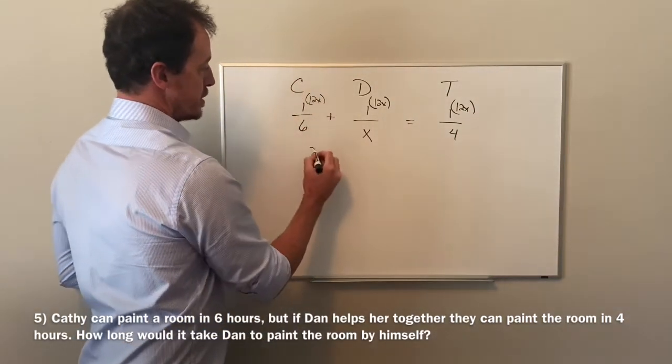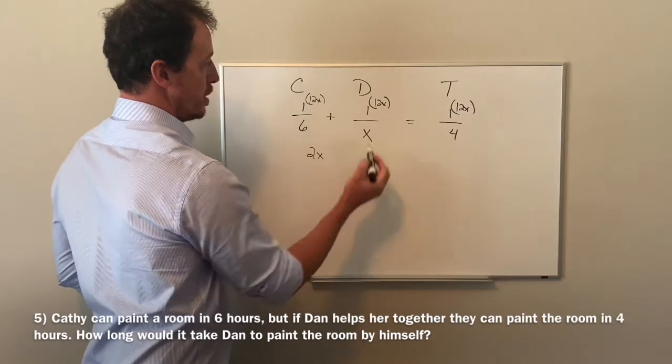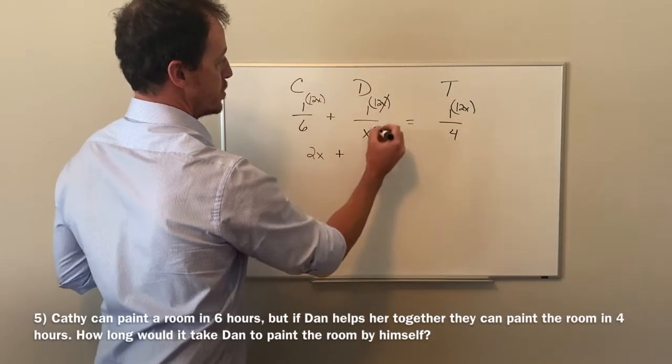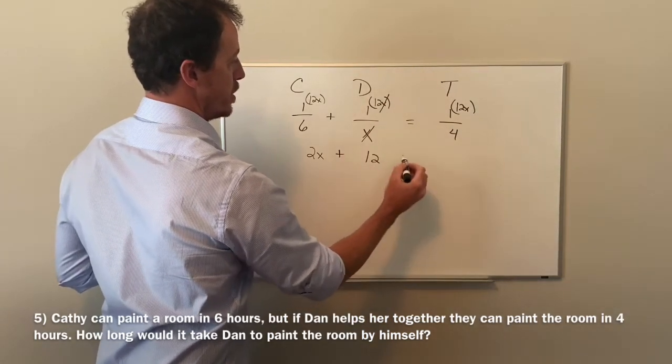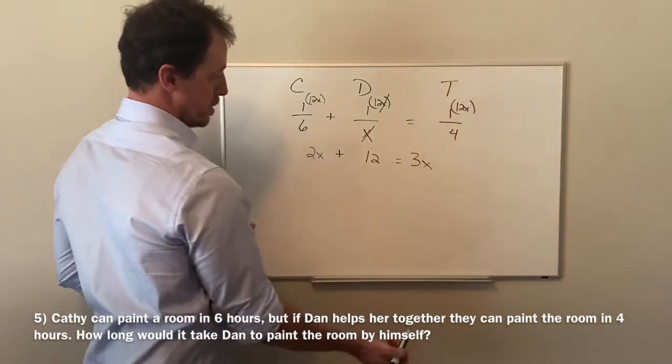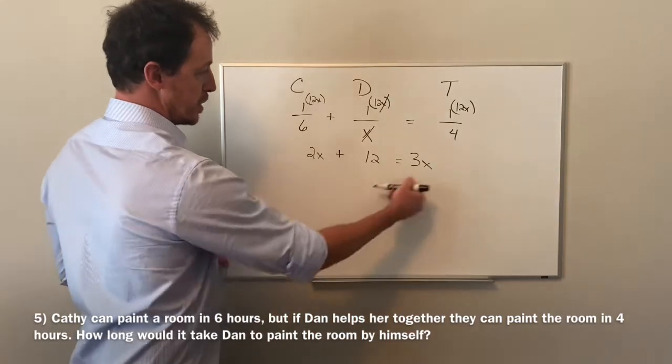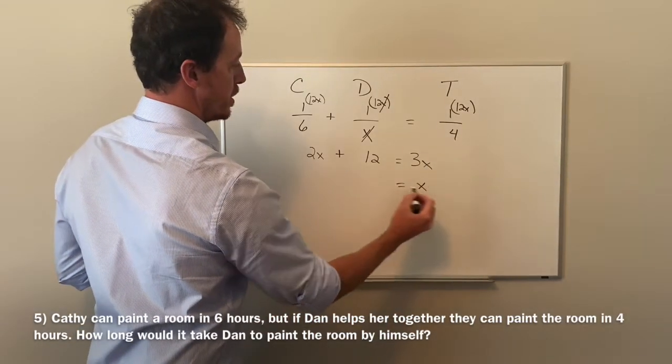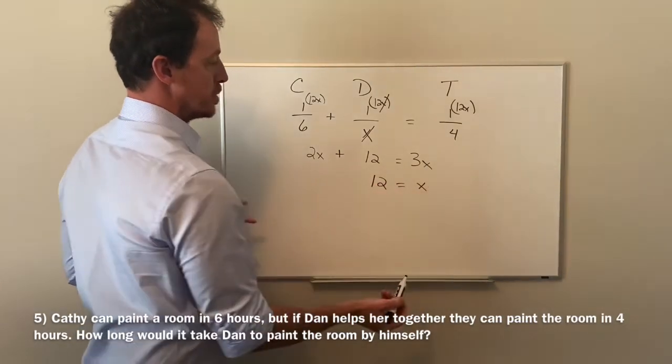12 over 6 is 2x. Here, the x's would just cancel. You'd be left with 12. And then over here, 12 over 4 is 3, so that would be 3x. Well, this one's pretty easy to solve. I'm just going to minus 2x over to this side. That'll give me x equals 12.